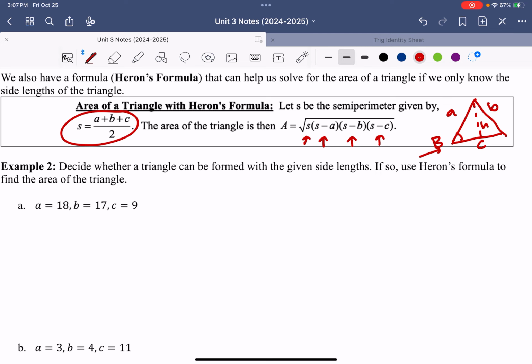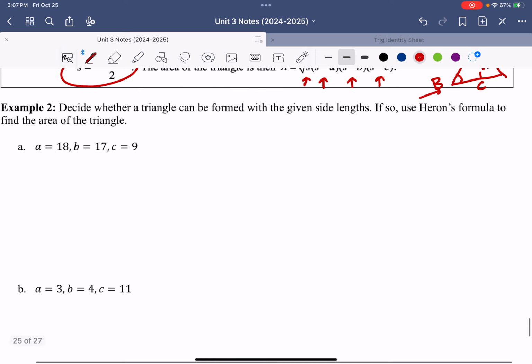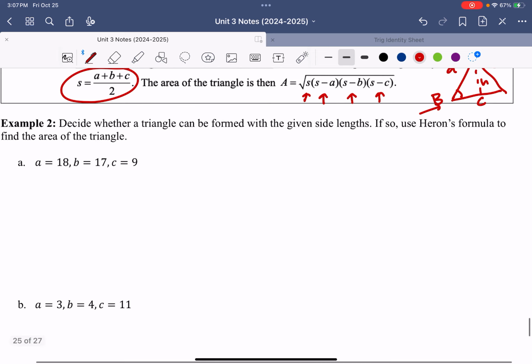Again, I highly encourage you to watch the derivation because it's kind of cool. So we're going to use this in example 2. We're going to decide whether a triangle can be formed given the side lengths, and if so, we're going to use Heron's formula. So the first part of this is to decide whether a triangle can be formed with the given side lengths. So how do we do that?